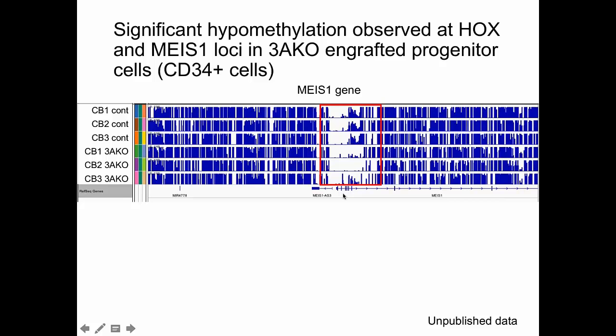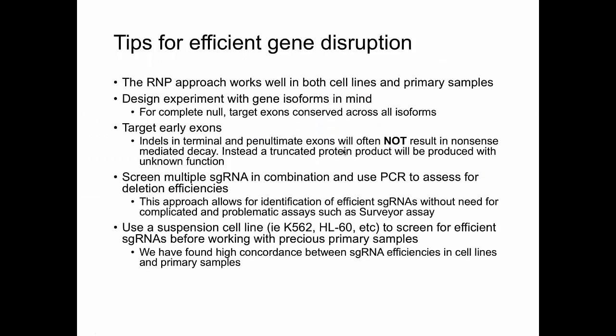And again, this is with a bulk population of cells, so it was really dependent on a really high efficiency knockout, which we were seeing between 70 and 90%, in order to be able to run this kind of a molecular phenotypic assay and actually see results from the bulk population of cells. So that's the data, and I just wanted to finish up with some tips for efficient gene disruption.